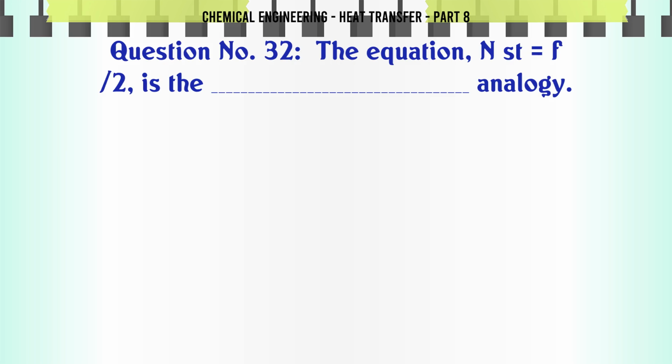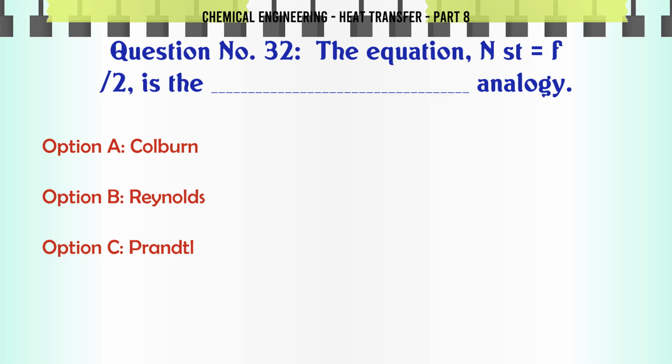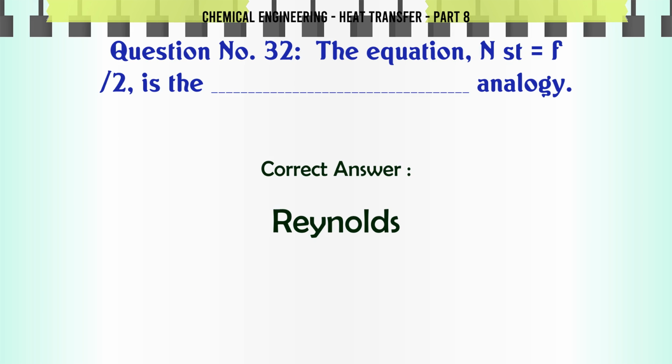The equation in Chilton-Colburn is the analogy: A. Colburn, B. Reynolds, C. Prandtl, D. None of these. The correct answer is Reynolds.